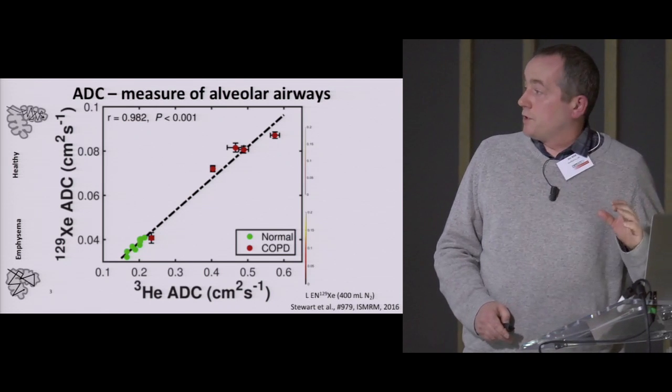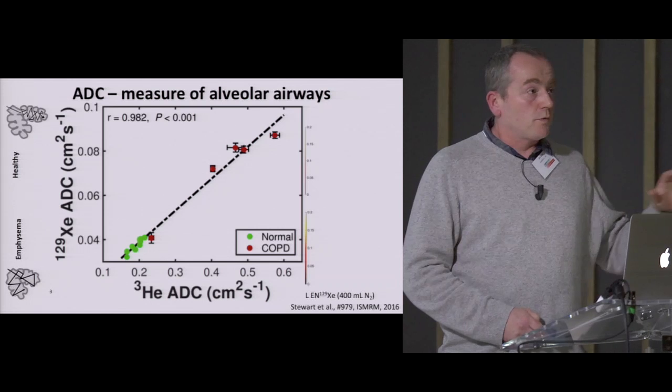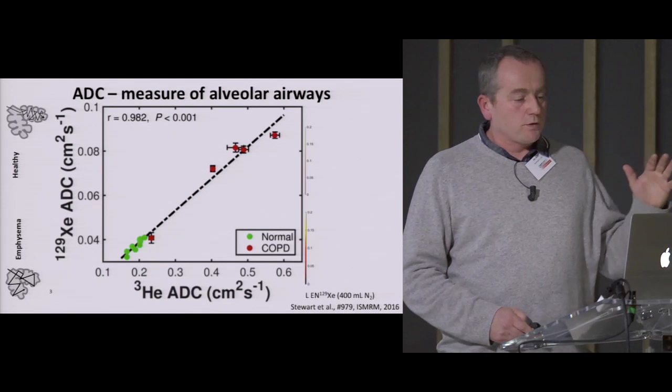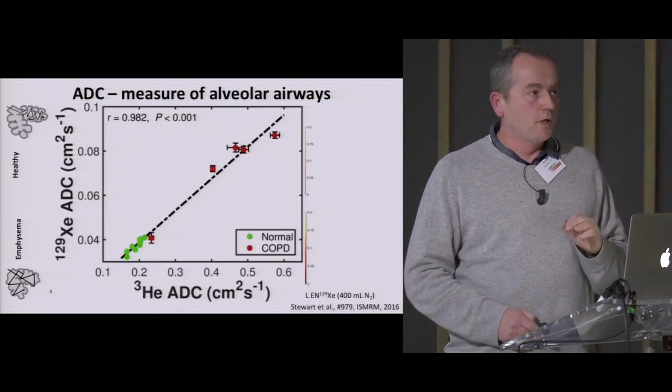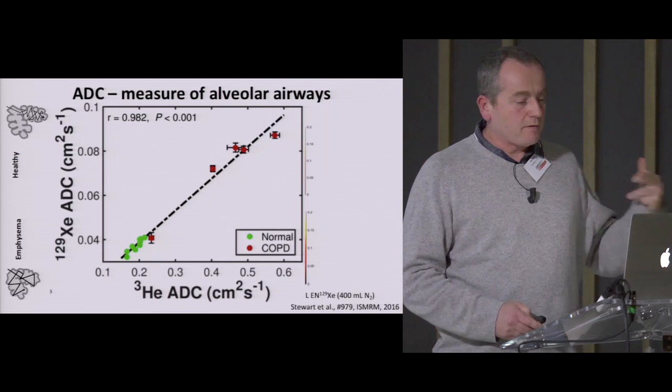Now, the diffusion coefficient itself is not a direct measurement of length scale. It's proportional to it in some way or form, but in order to get quantitative information about lung structure, we need to somehow get an estimate of the mean free path of diffusion.